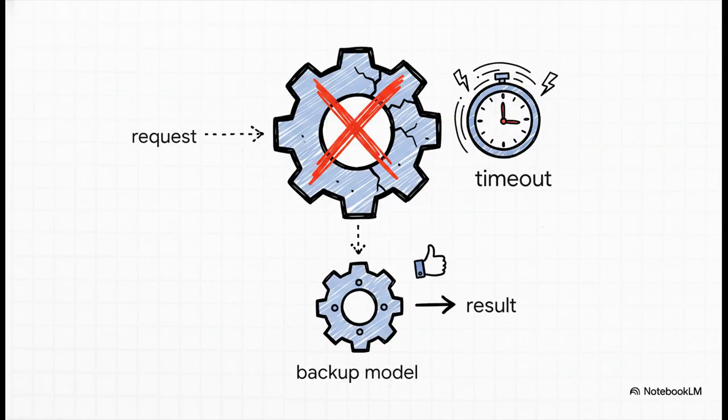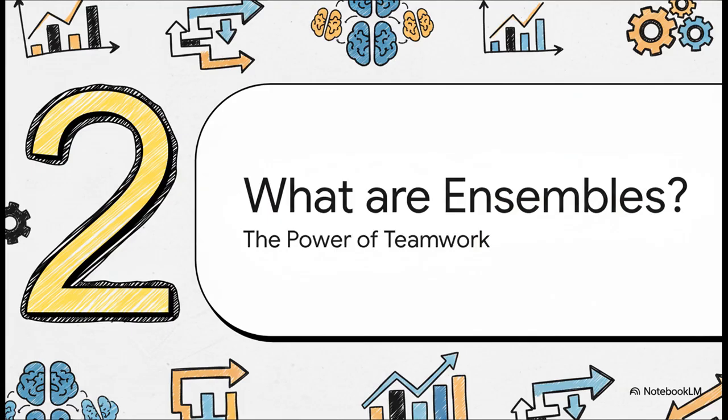And a quick pro tip, when you're building a system for the real world, you absolutely need safety nets. I mean, what happens if your chosen model just fails or it's taking way too long? That's where fallbacks, like having a backup model ready to go, and timeouts come in. These are totally essential for making your system robust and reliable. Don't skip this part. All right, let's switch gears to our second strategy, ensembles.